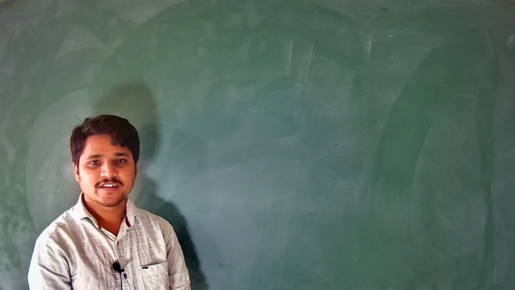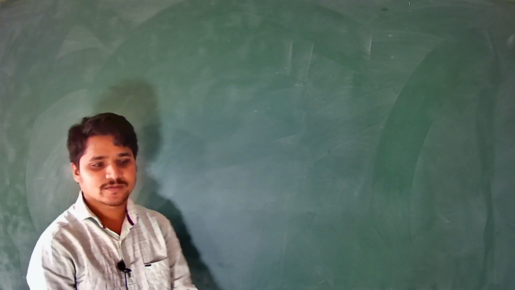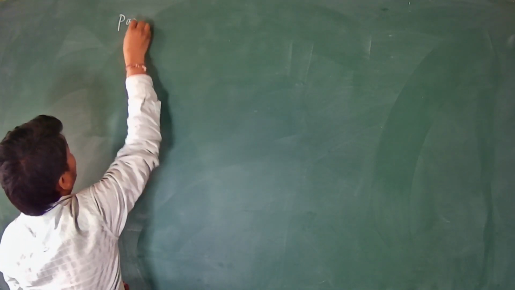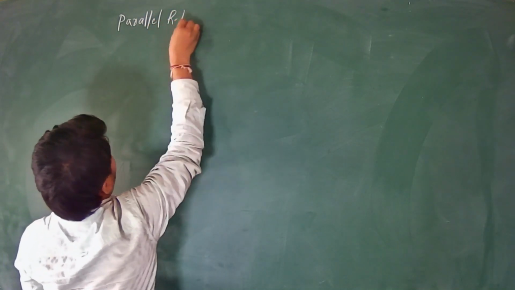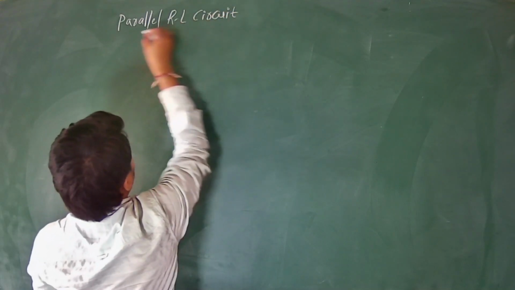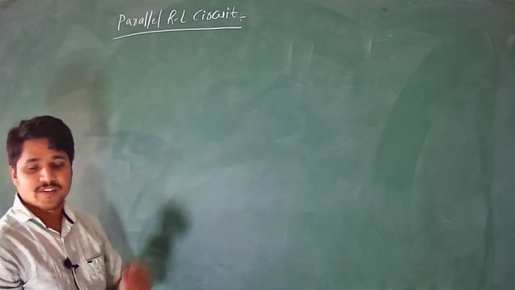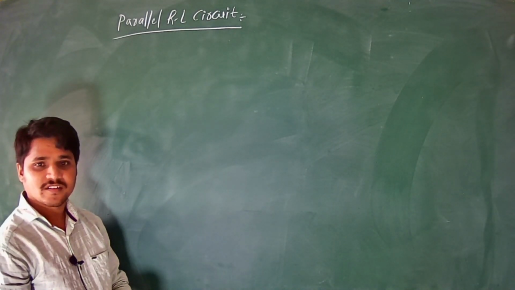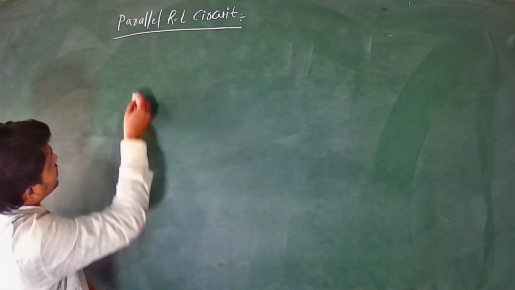Today our topic is the parallel RL circuit. That means a resistor and an inductor are connected in parallel across the source. So let us draw the circuit.